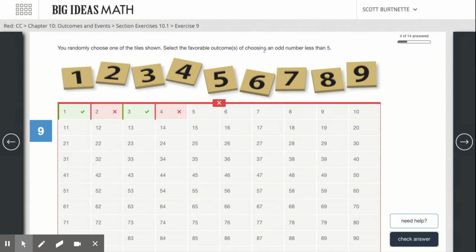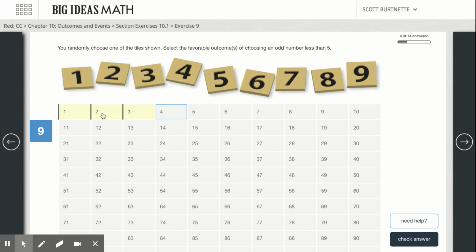Oh, I didn't read carefully. It didn't just say less than 5. It said an odd number less than 5. So we're obviously going to go ahead and just use 1 and 3. So I was going too quickly, and I did not read the odd number less than 5. Check our answers. We are great.